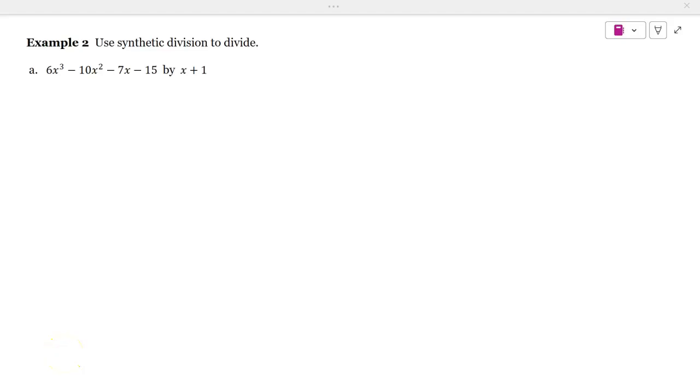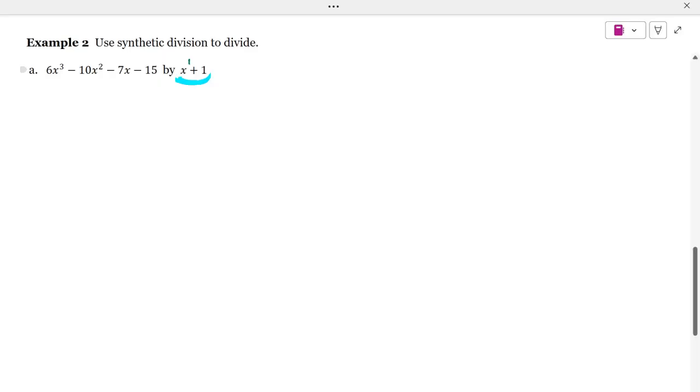In this video, we're going to use synthetic division to divide. In the last video, we used what's called long division, which has a lot of steps involved. And so synthetic division is a different algorithm that simplifies the process. One of the things that's important to note is that synthetic division only works if what you're dividing by is linear, meaning that x is raised only to the first power.